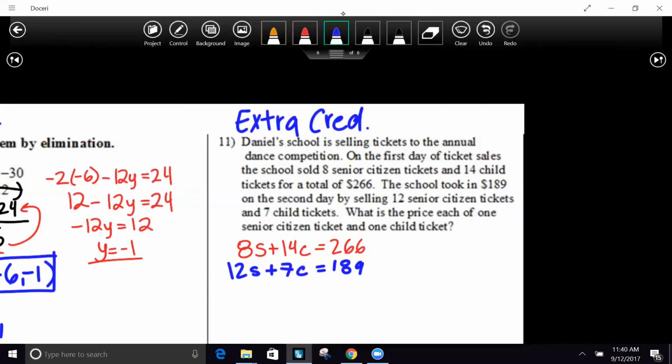What would be the best method to solve this? Elimination. Could you do either one of them? Yes. Is there an easier one in this case? What would be easier to get rid of, the C or S? C. By doing what? Multiply the bottom, or the blue, by -2. I'm going to get -24S subtracted 14C equals -378.